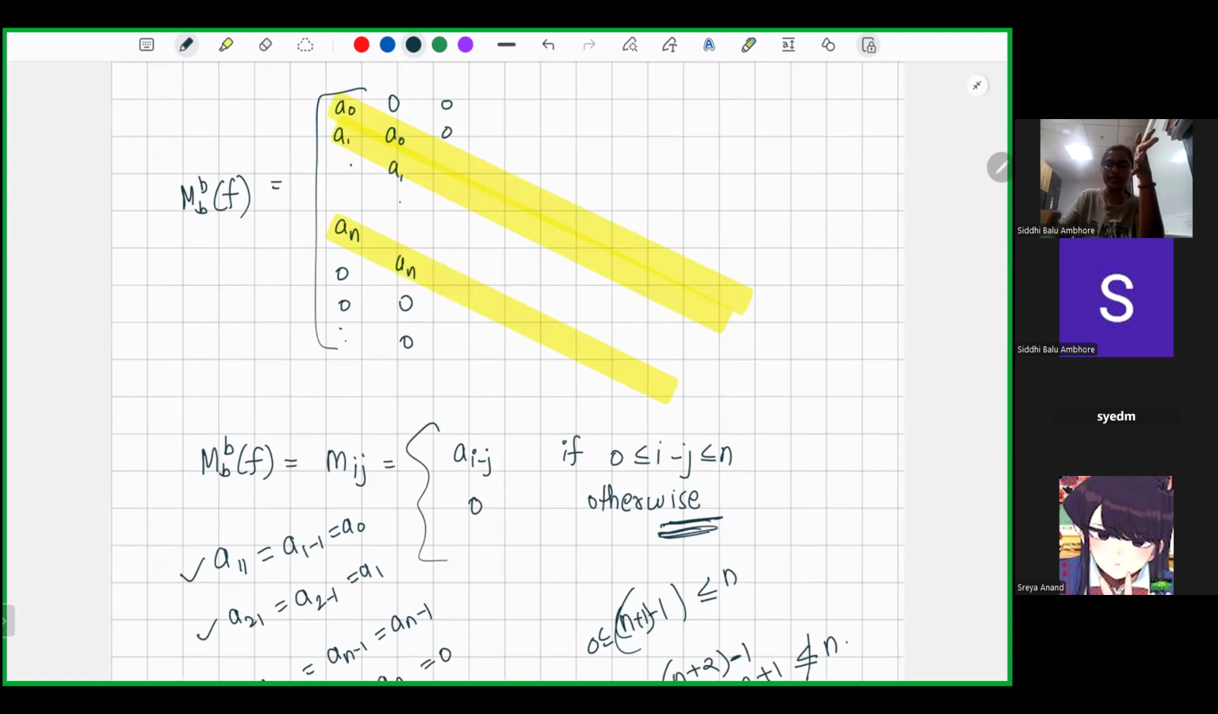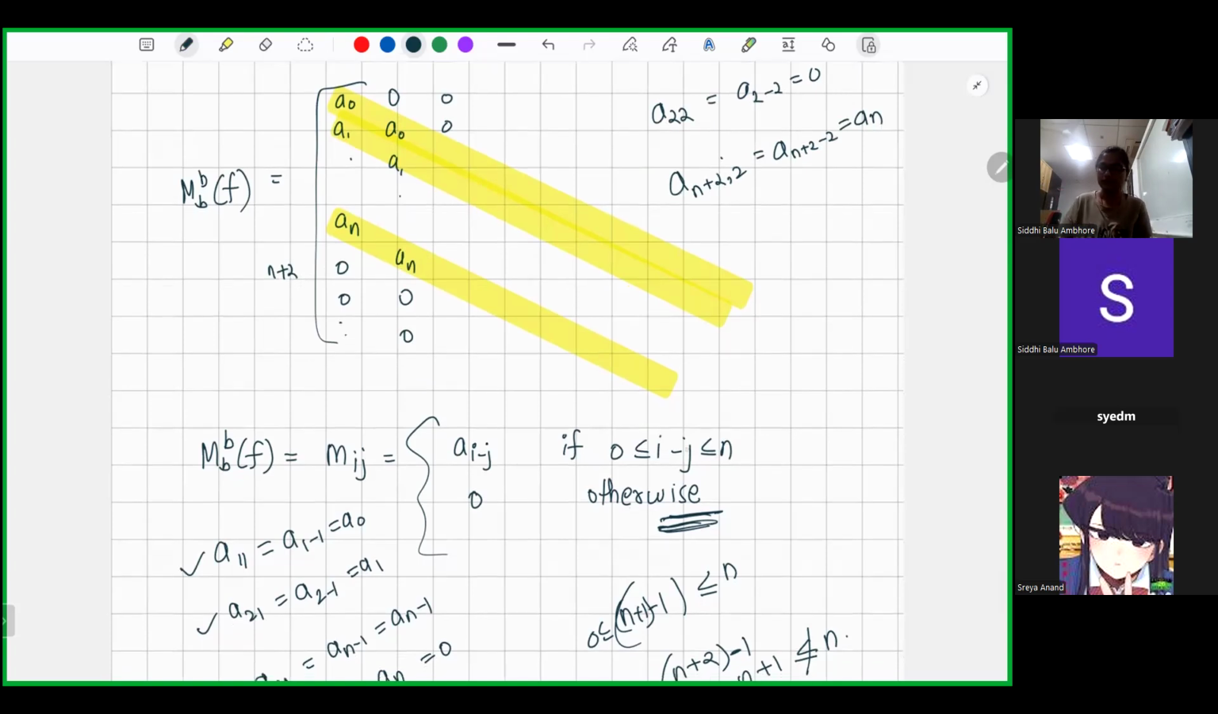For example, in the second column, this is A21, no, the A22 entry. So the A22 entry is a_{2-2}, that is a_0. And here it will be the n plus 2th row and second column, so (n+2, 2) will be a_{n+2-2}, and this will be a_n. Okay, so this holds for every column.